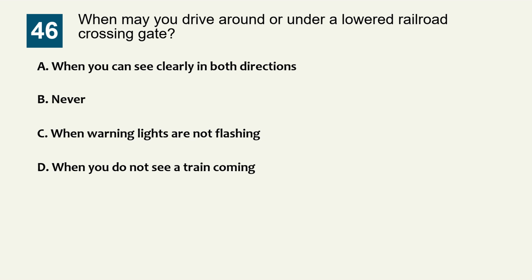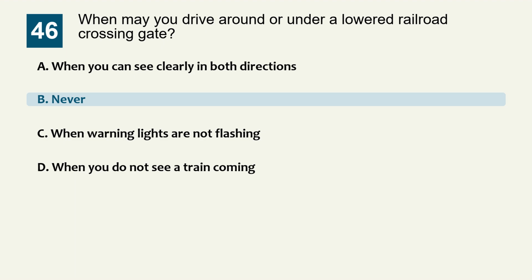Question 46. When may you drive around or under a lowered railroad crossing gate? Option A, when you can see clearly in both directions. Option B, never. Option C, when warning lights are not flashing. Option D, when you do not see a train coming.